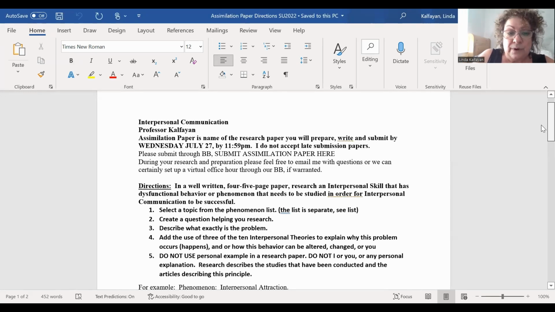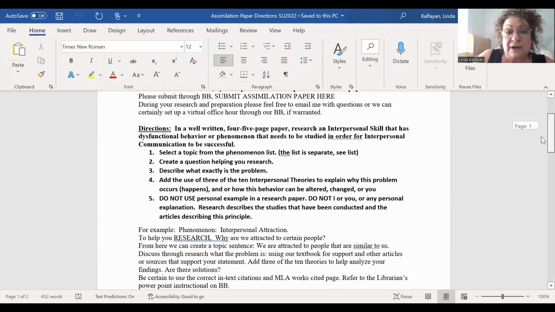So here are the requirements. In a well-written 4 to 5 page paper, research an interpersonal skill that has a dysfunctional behavior. So something's not working. We call this a phenomenon when something doesn't align. So interpersonal skill that has dysfunctional behavior or phenomena that needs to be studied in order for interpersonal communication to be successful. So right now, I'm going to skip to number 1, select a topic from the phenomenon list. So I'm going to stop sharing this screen and put up your topic.